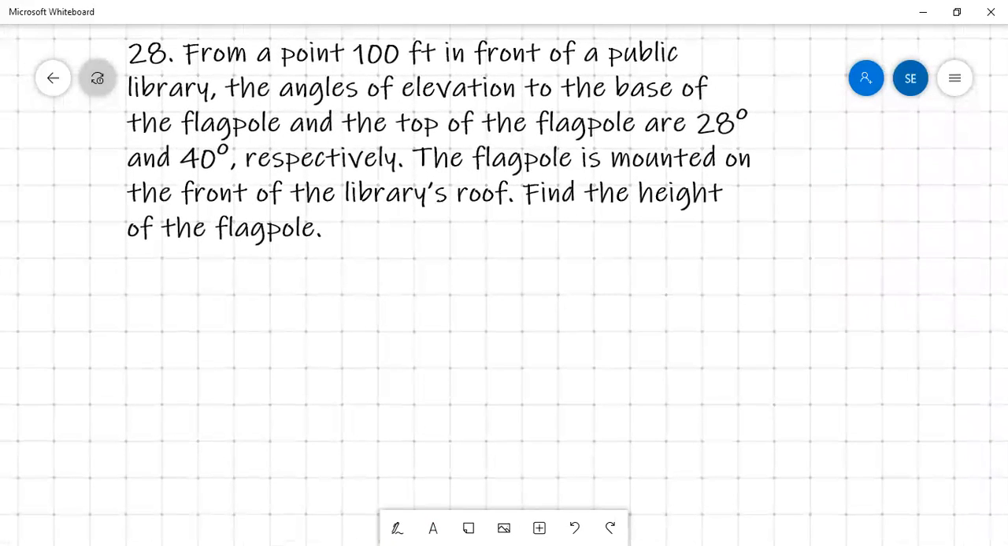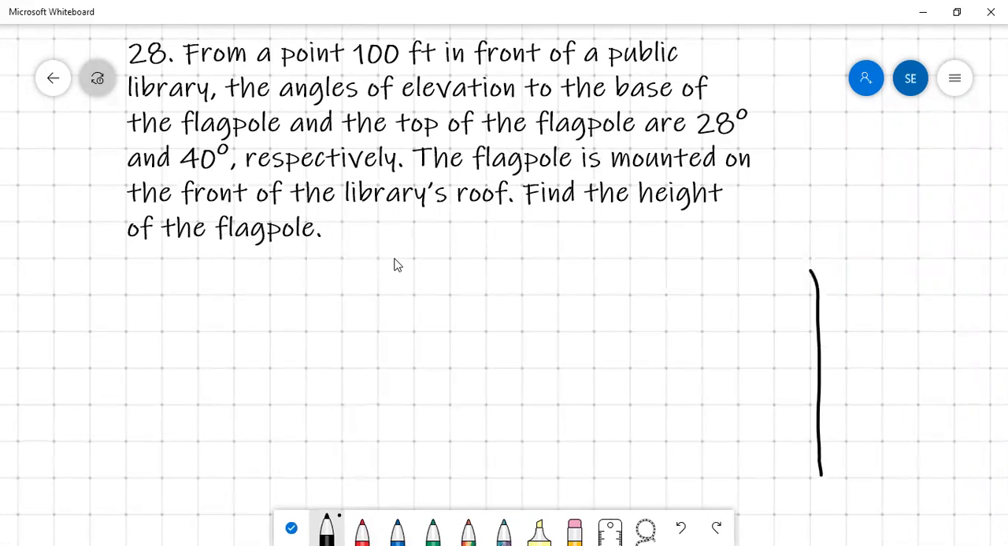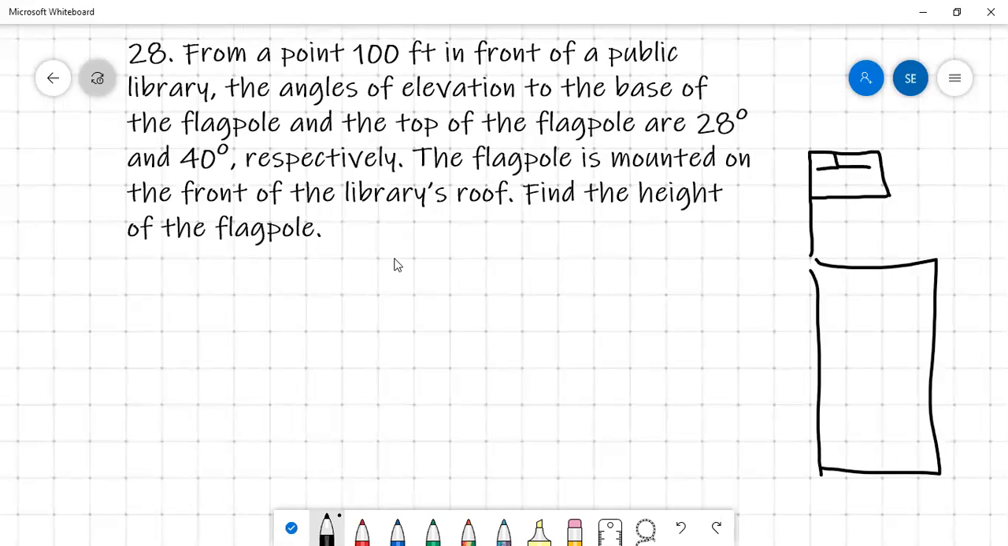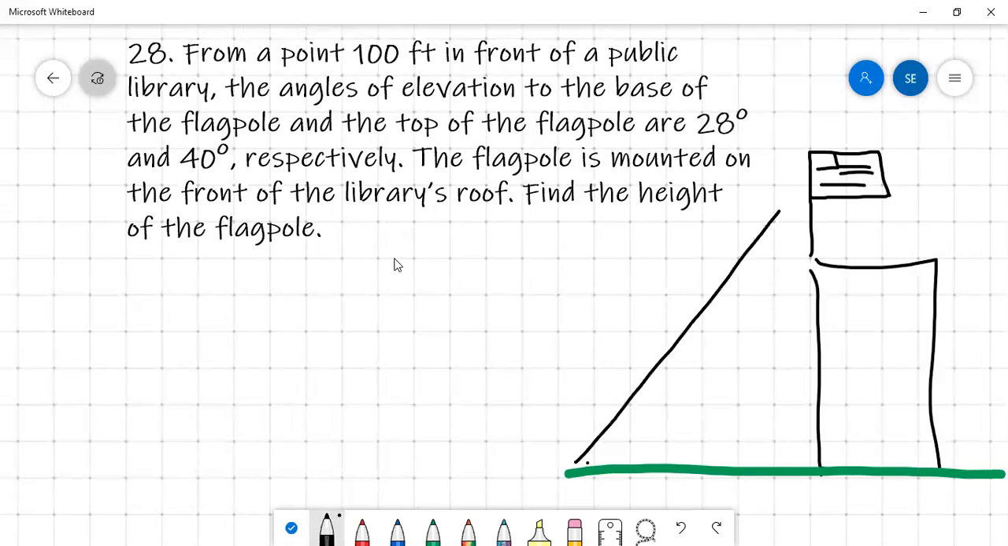From a point 100 feet in front of a public library, the angles of elevation to the base of the flagpole and the top of the flagpole are 28 and 40 degrees respectively. The flagpole is mounted on the library's roof. Find the height. So again, over here I drew a picture for myself. We have a library and we have a flagpole on the top of it. Okay. And we're standing at a point 100 feet away. Again, we have our grass, our horizon. We're standing over here at a point that's 100 feet away.